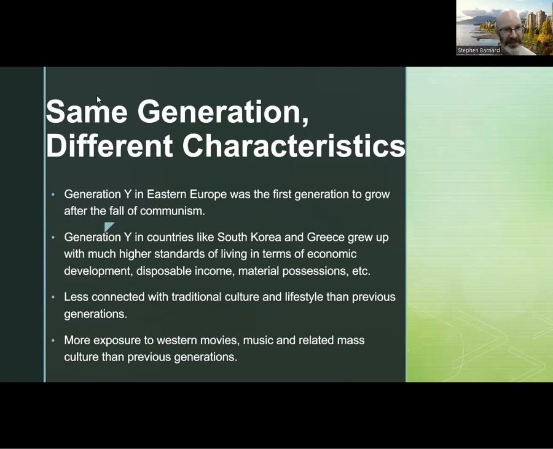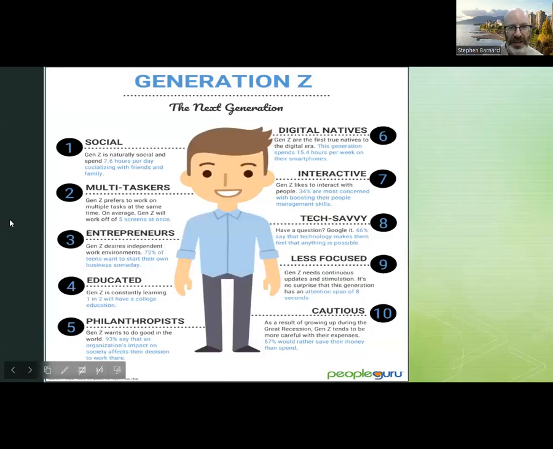Also, countries like South Korea and Greece, they experienced a lot of economic growth. And so the kids in Generation Y had much higher standards of living than their parents in terms of economic development, disposable income, material possessions, etc. And with a country like South Korea in particular, there was a great deal of political change, the transition to democracy, obviously, from military dictatorship, which gave a very particular flavor to the experience of Generation Y. Also, a lot more exposure to Western movies and Western music and related mass media than previous generations.